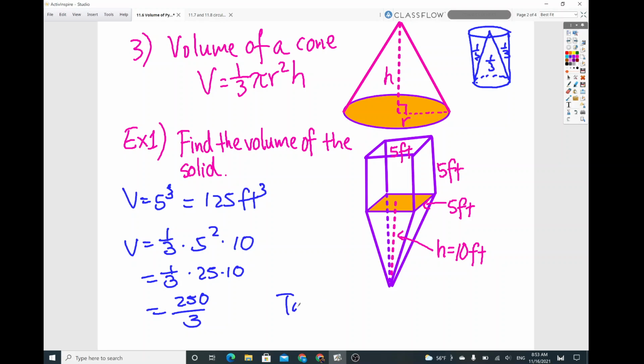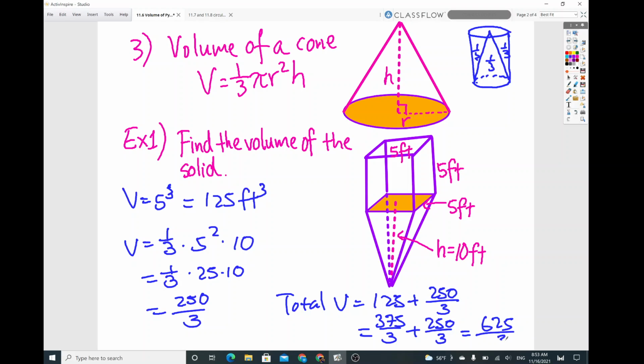So the total volume will be 125 plus 250 over 3. Convert that to the common denominator, so 3 times 125, which is 375, plus 250 over 3. This one will give you 625 over 3, and the unit is cubic feet.